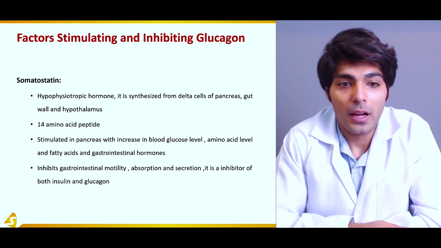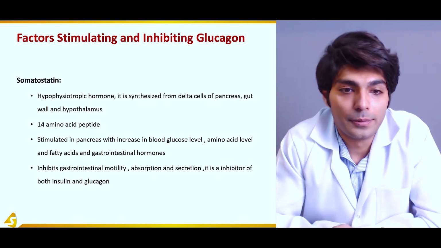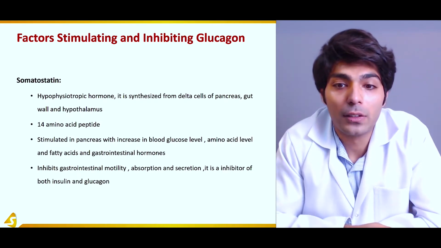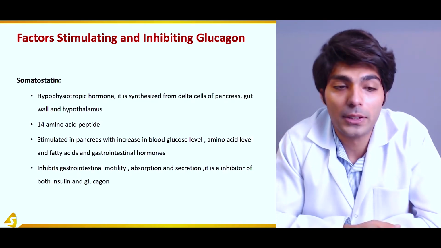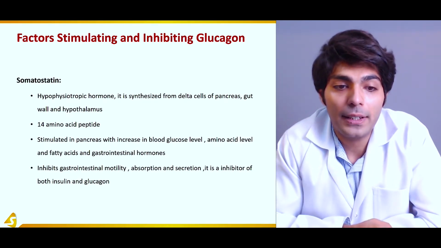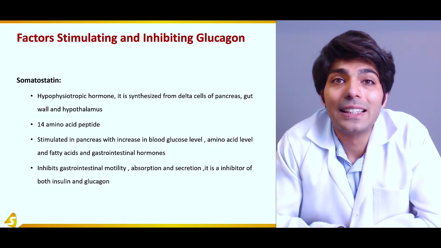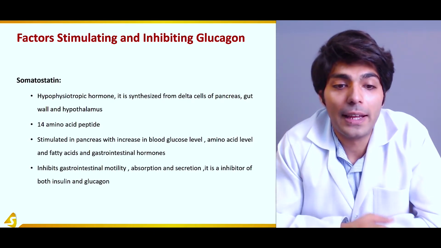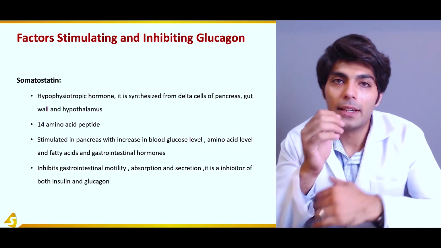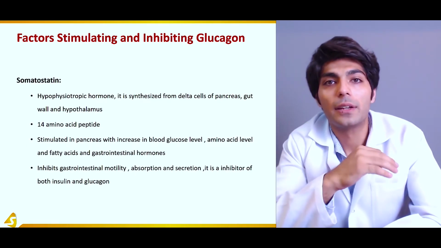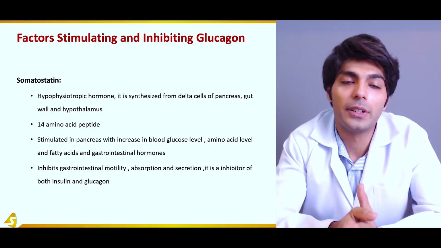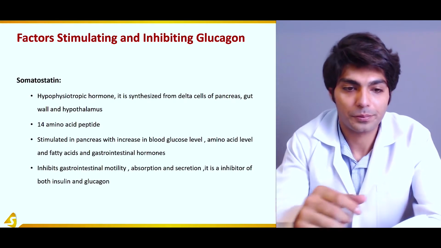Somatostatin, which is a hypophysiotropic polypeptide hormone, is synthesized from the delta cells of the pancreas, gut wall, and the hypothalamus. It is a 14 amino acid peptide stimulated in the pancreas with increase in the blood glucose level, amino acid level, fatty acid, and the gastrointestinal hormones. It inhibits the gastrointestinal motility, absorption, and secretion. It is an inhibitor of both insulin and glucagon.